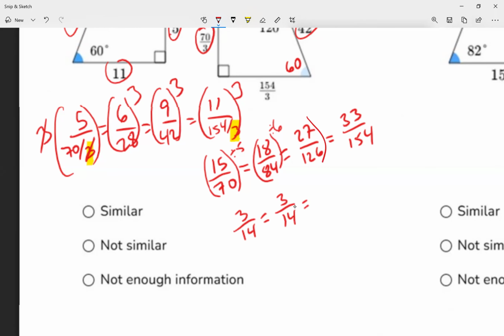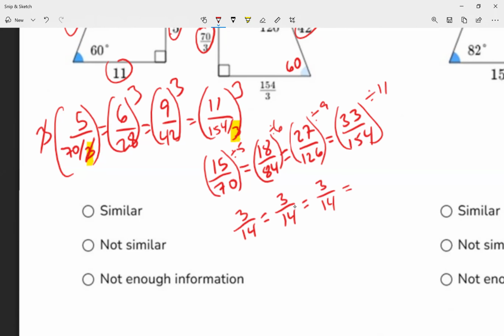Interesting. Here, let me divide by 9. 27 divided by 9 gives me 3. 126 divided by 9 gives me 14. And lastly, let me divide by 11. Gives me 3 over 14. Oh, all the fractions simplify to the same thing.